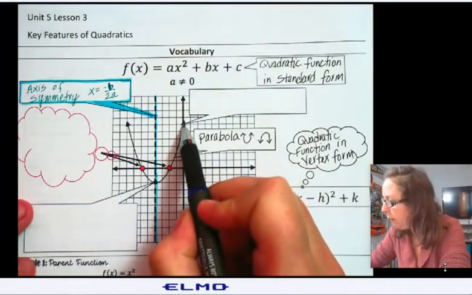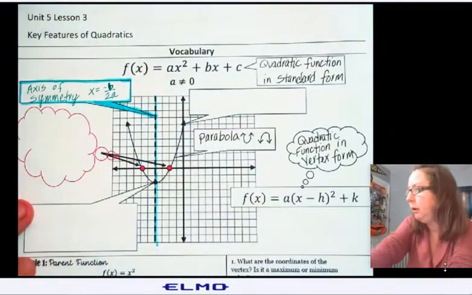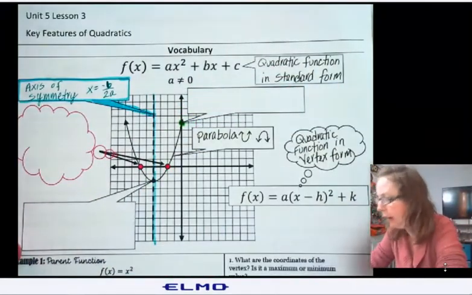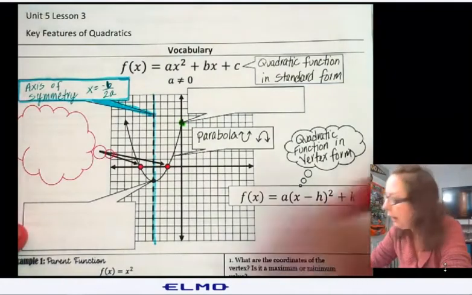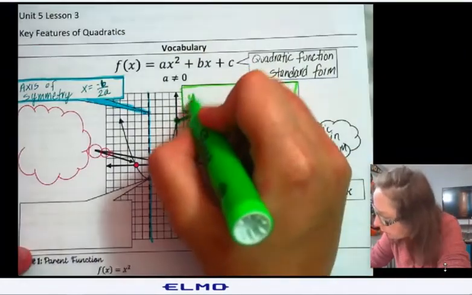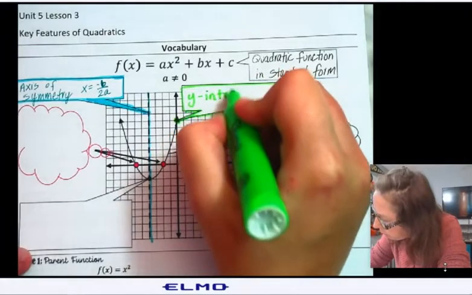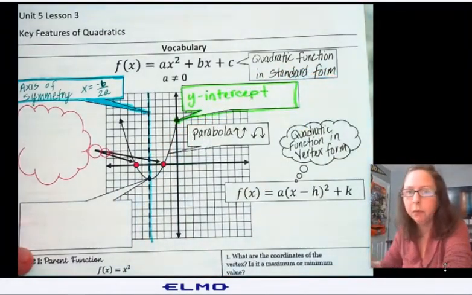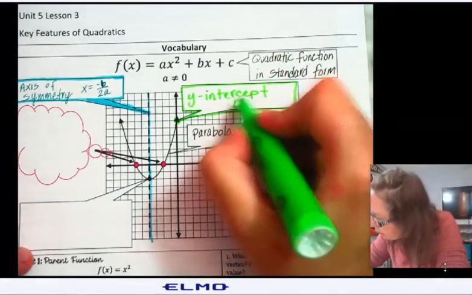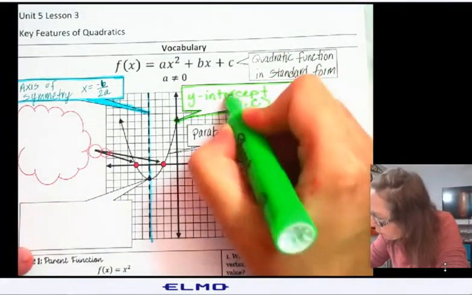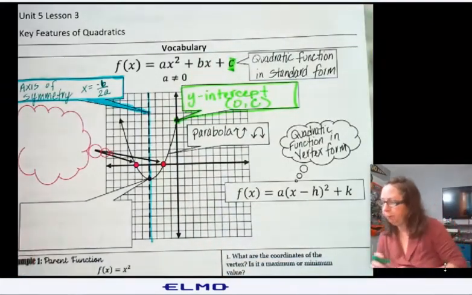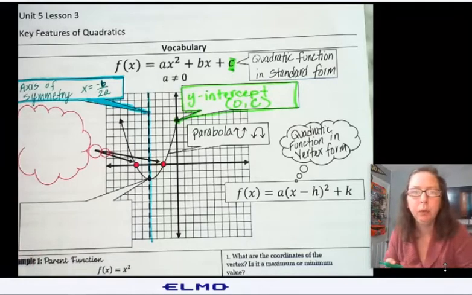What about this spot right here? Let me do this one in green. This spot is going to be our y-intercept, and it is located at (0, c). That's what the ordered pair would look like. Notice the c in standard form is where we get that information from.